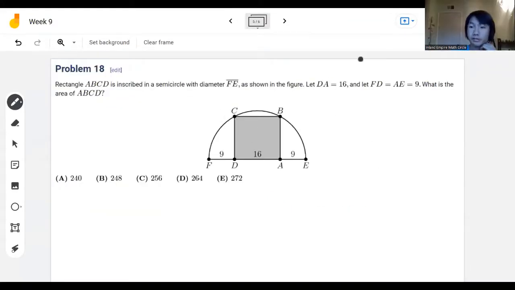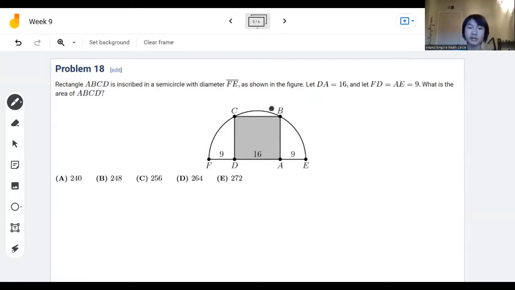All right, let's go through this problem real quick. So rectangle ABCD is inscribed in a semicircle with diameter FE. So that means all the points are touching the circle, it's inside of it. So the diameter of this semicircle here is FE, shown in the figure. So let DA equal 16. FD will equal AE, which equals 9. That's all labeled here. And we're looking for the area of what looks to be a square.